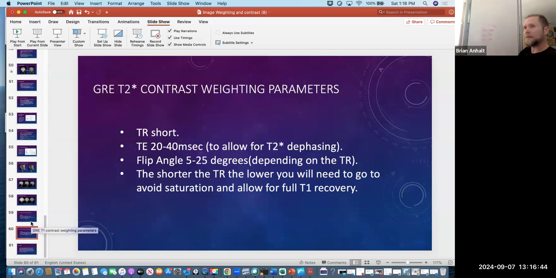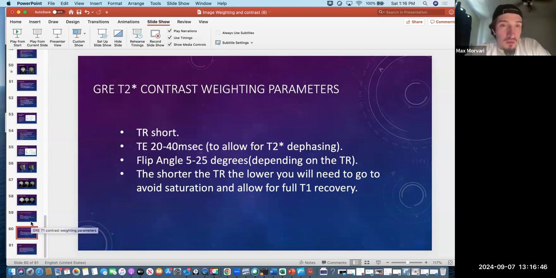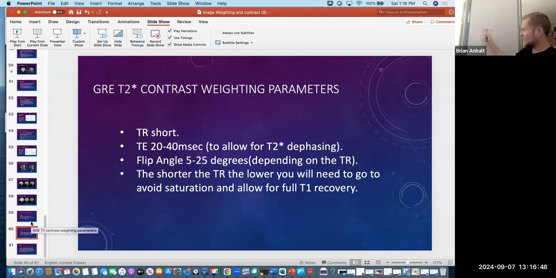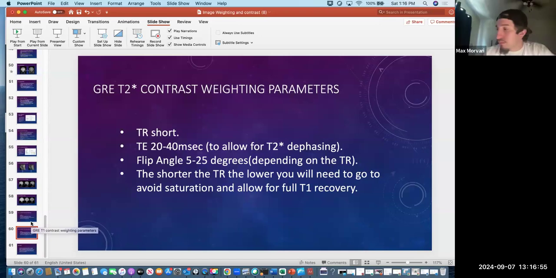Okay. The same works for spin echo. It's just done in a different way, using the TR instead of the flip angle to increase or decrease T1 information.